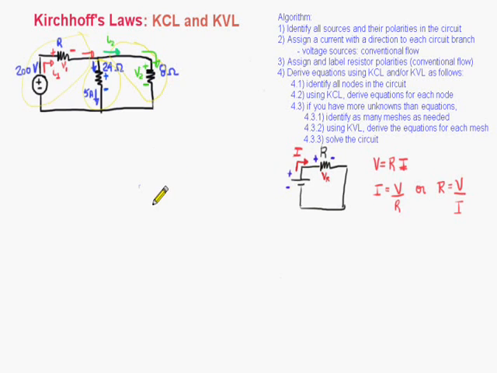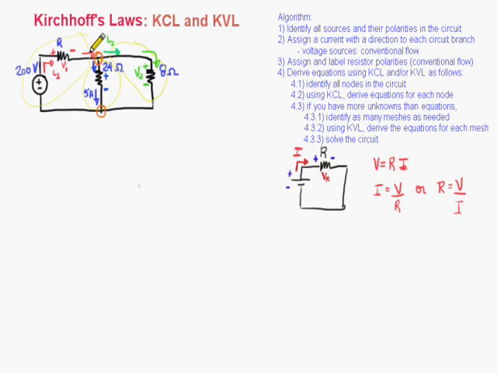Now I'm just going to go ahead and identify the nodes. I'm not going to go over what a node is or how to identify it. In this circuit we can see that we have one node right here. Three elements connect to this node. Three or more elements connected to a point form a node. I have another node here.